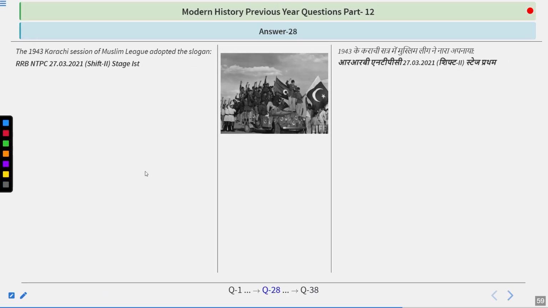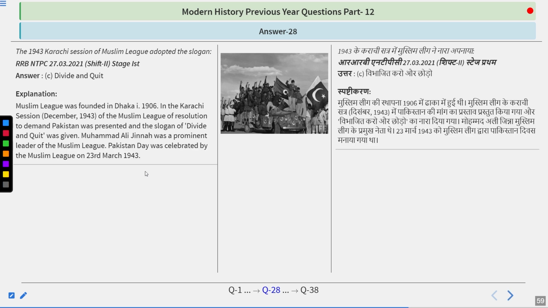And the answer is divide and quit. So Muslim League was founded in Dhaka in 1906. In the Karachi session in December 1943 of the Muslim League, a resolution to demand Pakistan was presented, and the slogan of divide and quit was given. Muhammad Ali Jinnah was a prominent leader of the Muslim League. Pakistan Day was celebrated by the Muslim League on 23rd March 1943.